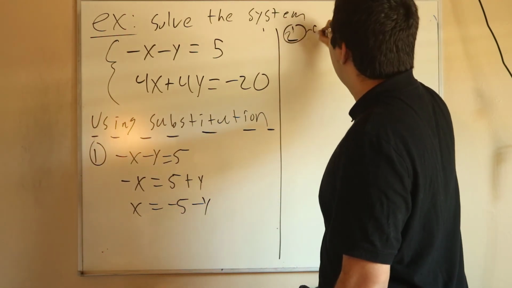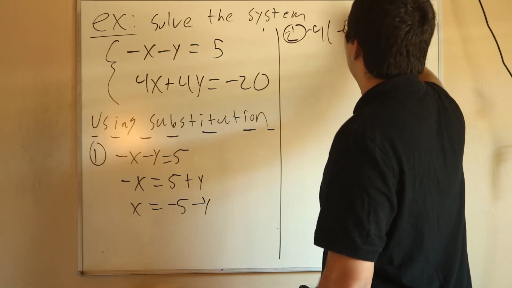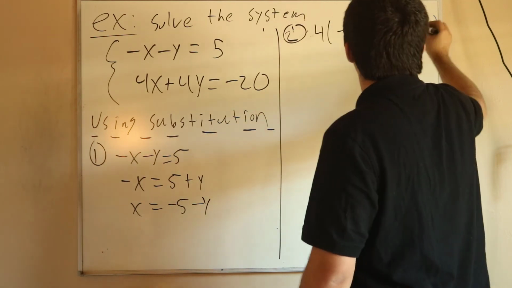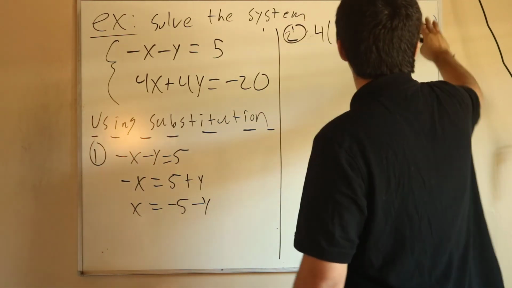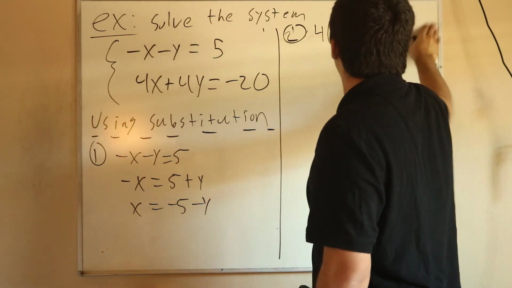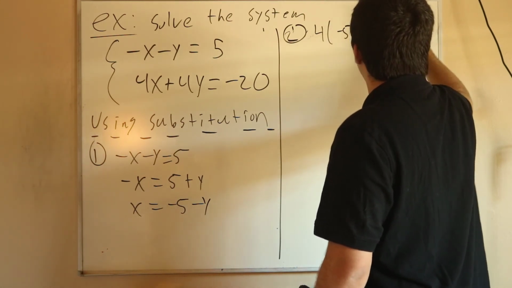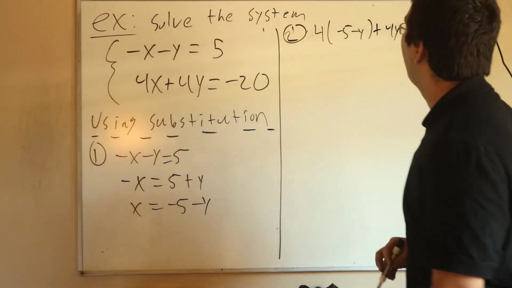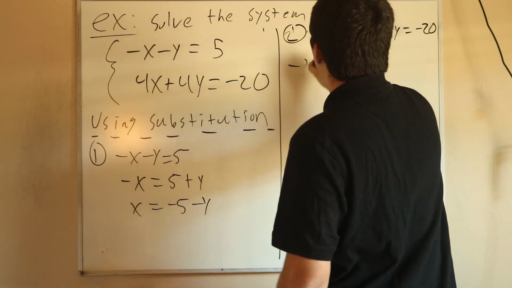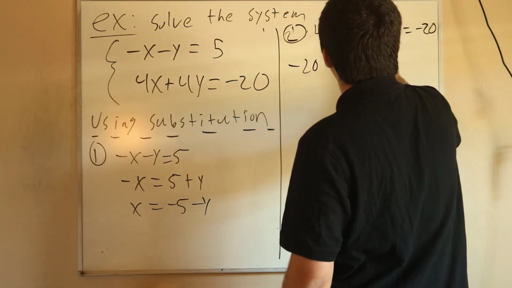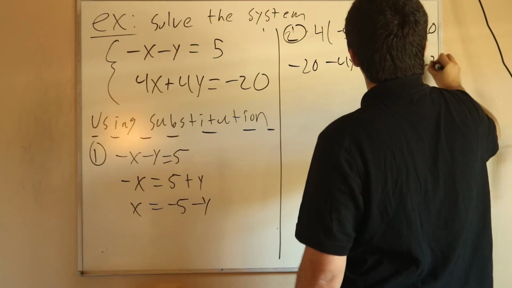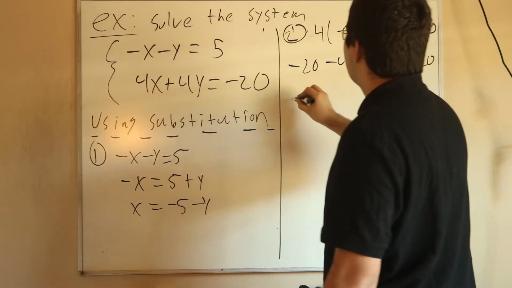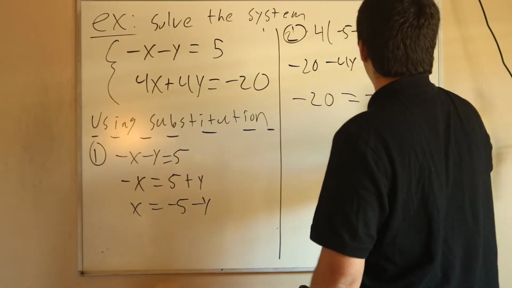So I'm going to get 4 times minus 5 minus y plus 4y equals minus 20. Okay, so then distributing out, I have minus 20 minus 4y plus 4y equals minus 20. Simplify the common terms. Minus 4y and plus 4y, that becomes 0. So I have minus 20 equals minus 20.